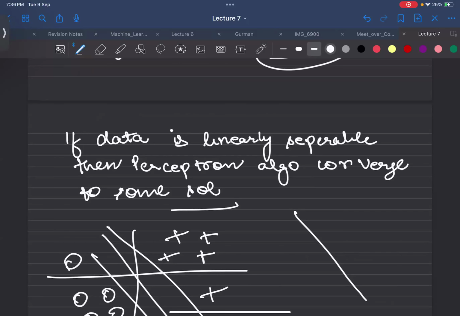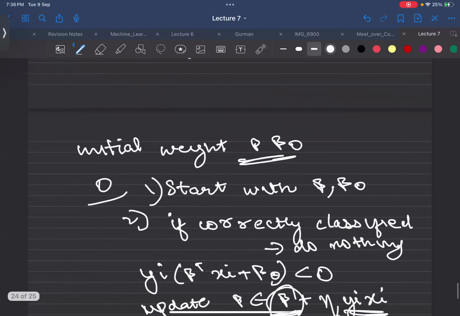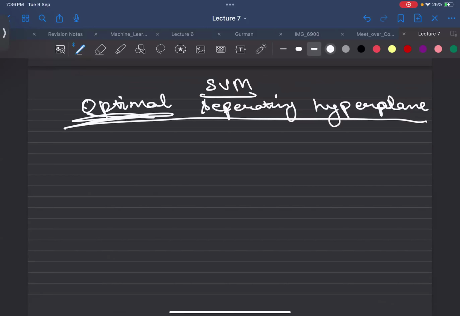It can be any solution. But what here we are saying is we are converging to the optimal solution, which is the best solution. We want the best hyperplane. Now, the question in the MCQs was, when you see the answer, when you see question number 6, again, I'll go to question number 6.